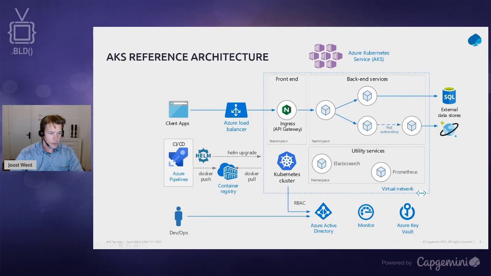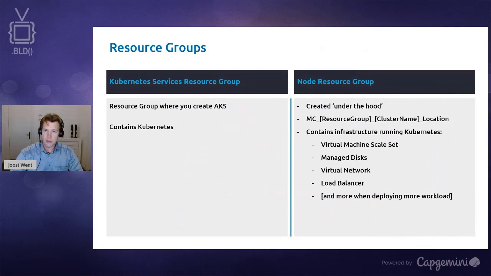So let's take a look what you really get if you just do a next, finish deployment of AKS. You'll actually get two resource groups. One is the resource group where you have deployed your Kubernetes cluster. So this actually contains Kubernetes. And you get a second resource group for free. And that contains all the other stuff that you need to run Kubernetes. How does it look like in real life?